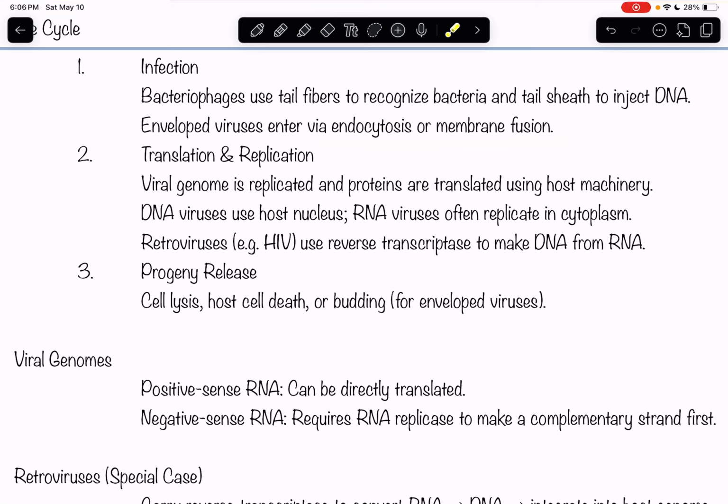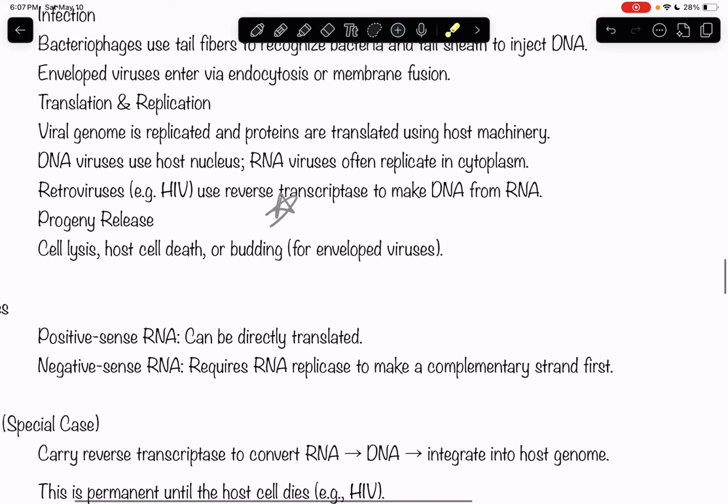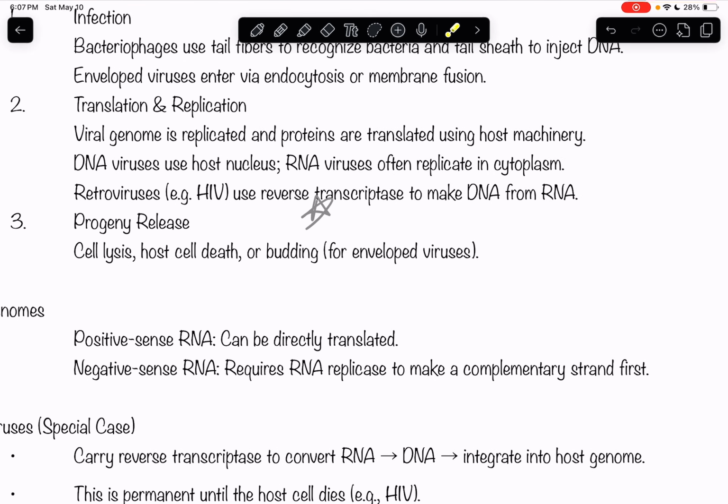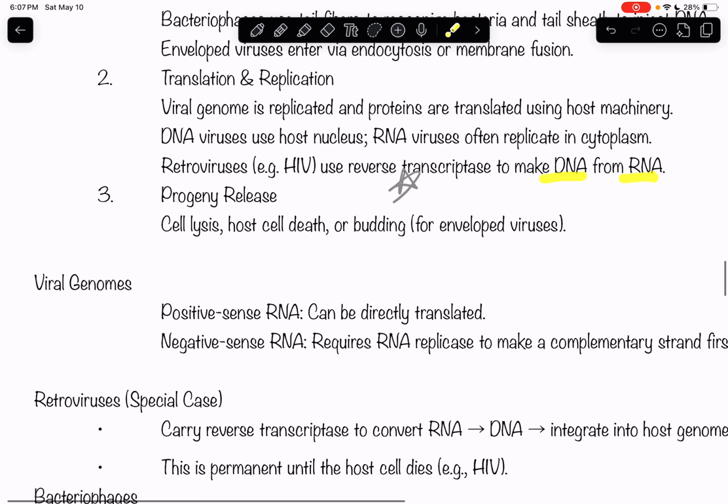Step two is going to be replication. Viral genomes are replicated and proteins are translated during this stage. DNA viruses use host nuclei. RNA viruses often replicate in the cytoplasm. Retroviruses, a good example being HIV, use reverse transcriptase. If you don't know what that is, sorry, we don't have time to go over it, but hint, hint, you should know. We use reverse transcriptase to make DNA from RNA, and that's step two of the viral life cycle.